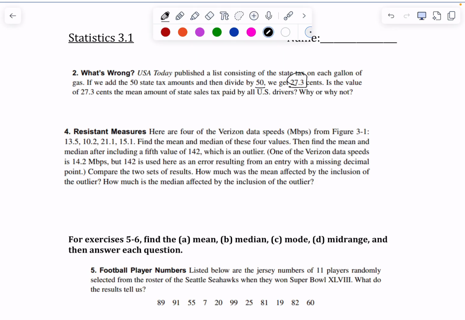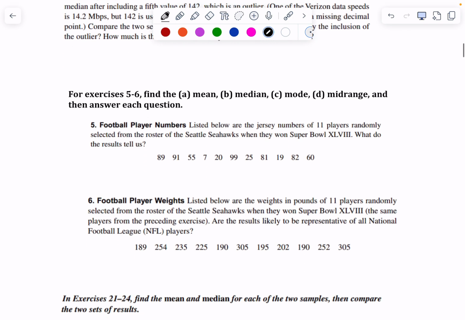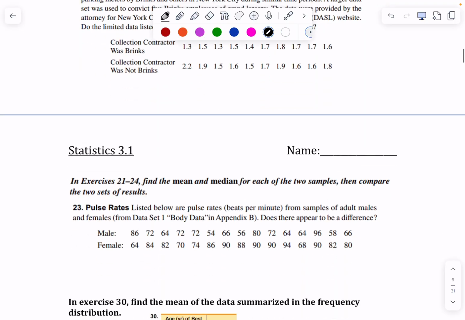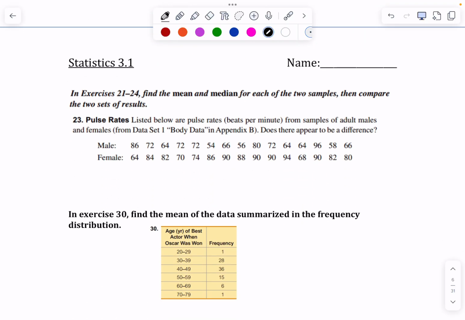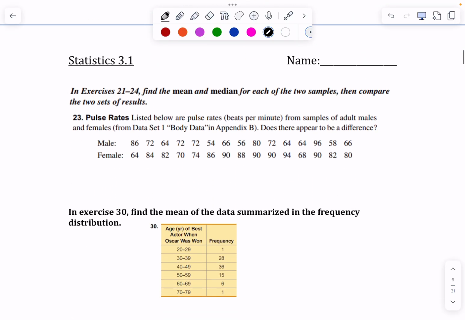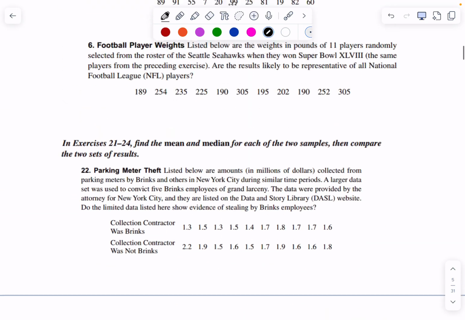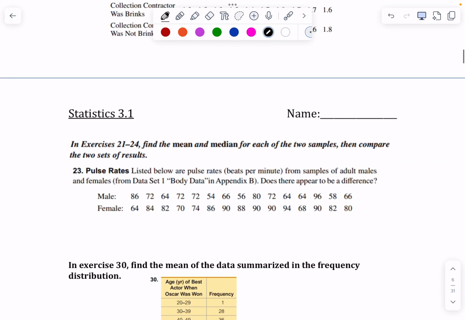Okay. You can do number 4. You can do 5 and 6, and 22. And you can do 23, I guess, if you want to. So you can do the front page and then you can do 23 on the back. And you've got like 15 minutes, so you've got lots of time.